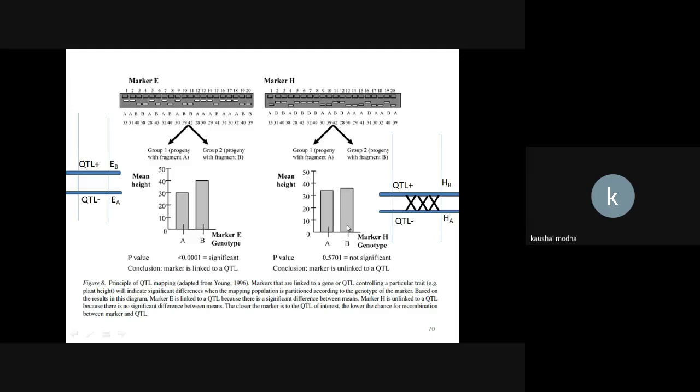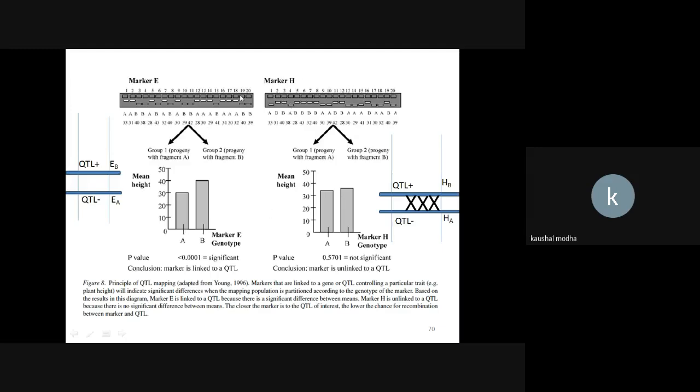Remember that the RILs are grouped according to marker class, not according to the QTL, only according to the marker. If there is a linkage, we'll find a significant difference between these two groups. If there is no linkage because of the independent assortment, every allele has equal chance to be with a positive or negative allele. Once this grouping is done, we will not find a significant mean difference between these two groups. That indicates this marker H is segregating from the QTL and it is not linked with the QTL.